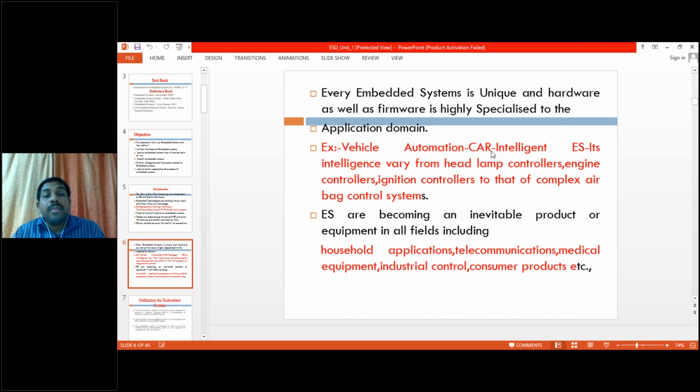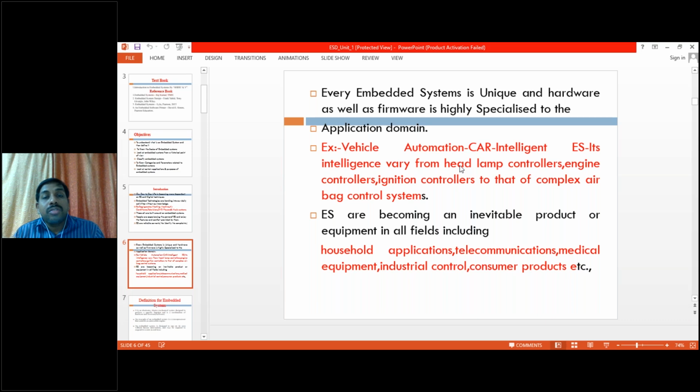It is an intelligent embedded system because the intelligence varies from headlamp controllers, ignition controllers, to that of airbag control systems. So there is this embedded logic involved in headlamp controllers. That is a part of one logic for an embedded system. It requires one hardware and it requires some program to control the headlamp controllers, ignition controllers, and airbag control systems. But if you together take this, all embedded logic is part of a big logic.